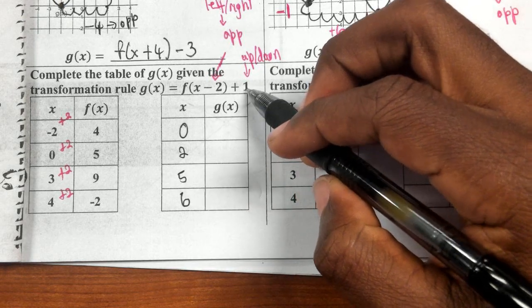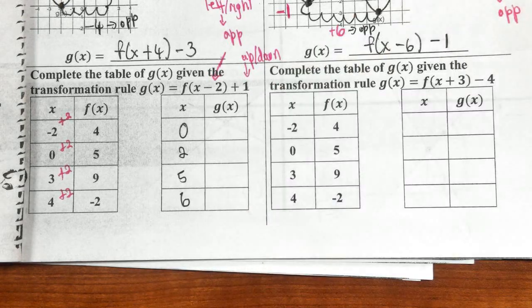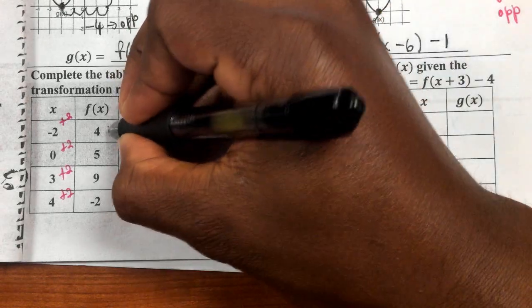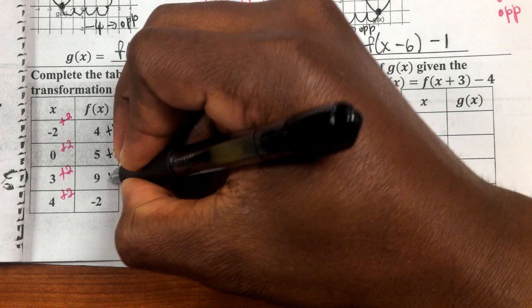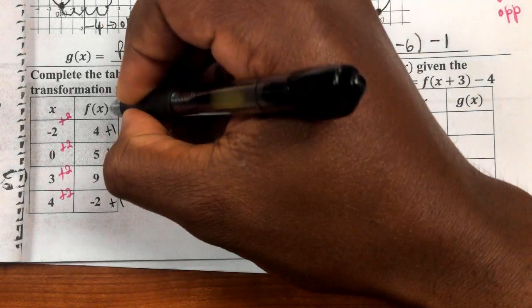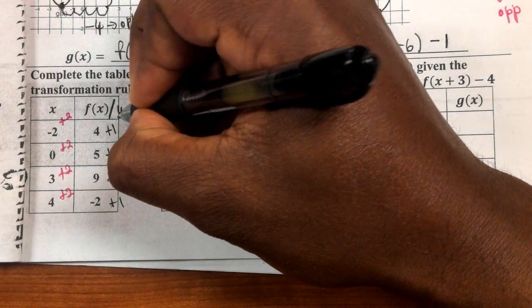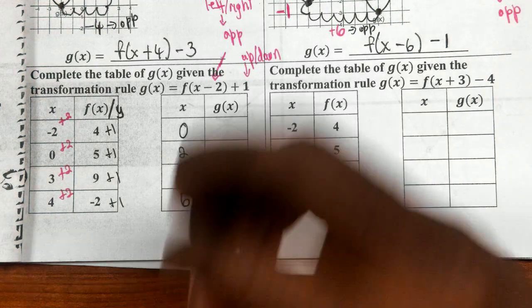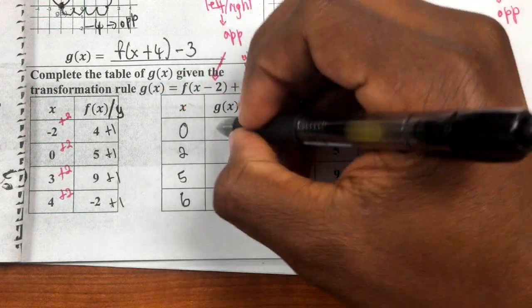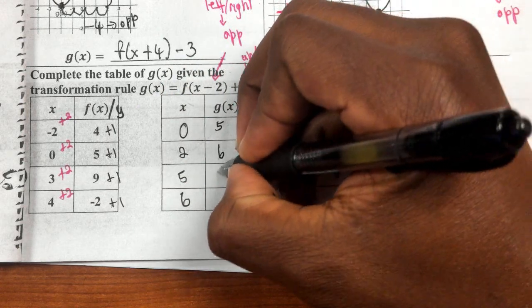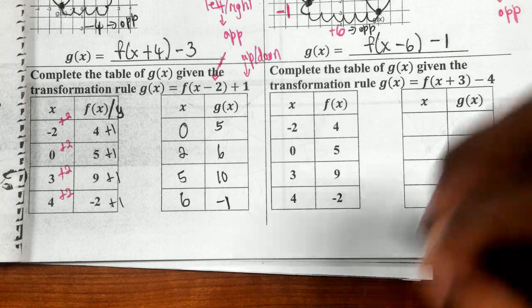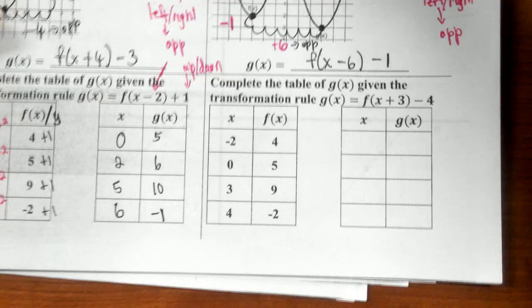All the y values, all I need to do is just add 1 to them, because all I see is a positive 1, and we don't do the opposite of this. So I just add 1, add 1, add 1, add 1, because another name for f of x is y. Alright, so another name for f of x is your y value. So if I add 1, this will be 5, 6, 10, negative 1. Alright, and that is it. So let's do the next question, guys, the final question.